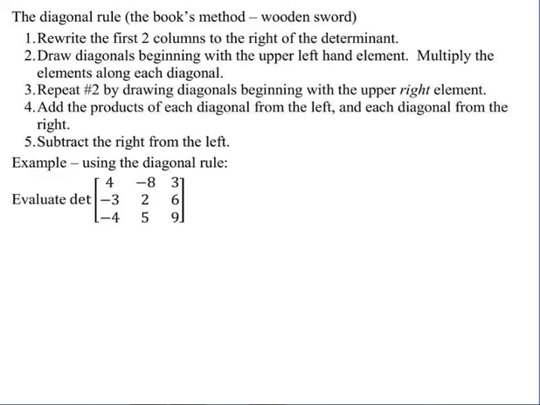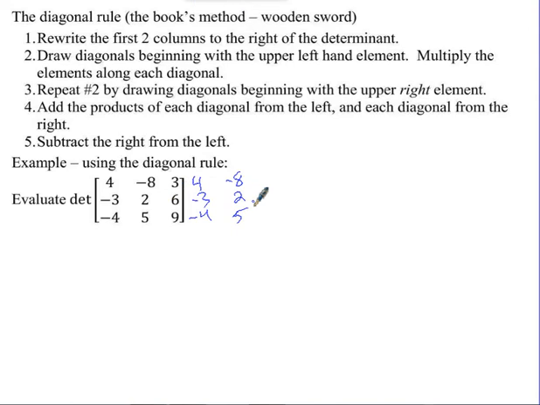Okay, the diagonal rule. Rewrite the first two columns to the right of the determinant. So here's my determinant sitting here. Here's my first two columns. I'm going to rewrite them to the right. So 4, negative 3, negative 4, negative 8, 2, 5. Okay, so now we've rewritten these two columns over here.